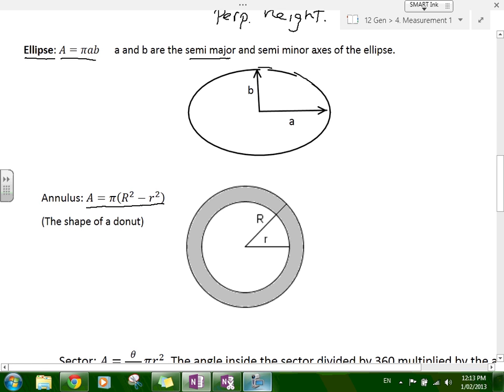Sure, I'm familiar with the term. When someone says to you, an annulus, the question is what that area is. You need to know what it is. Familiar with the terminology? Any questions so far? All right?